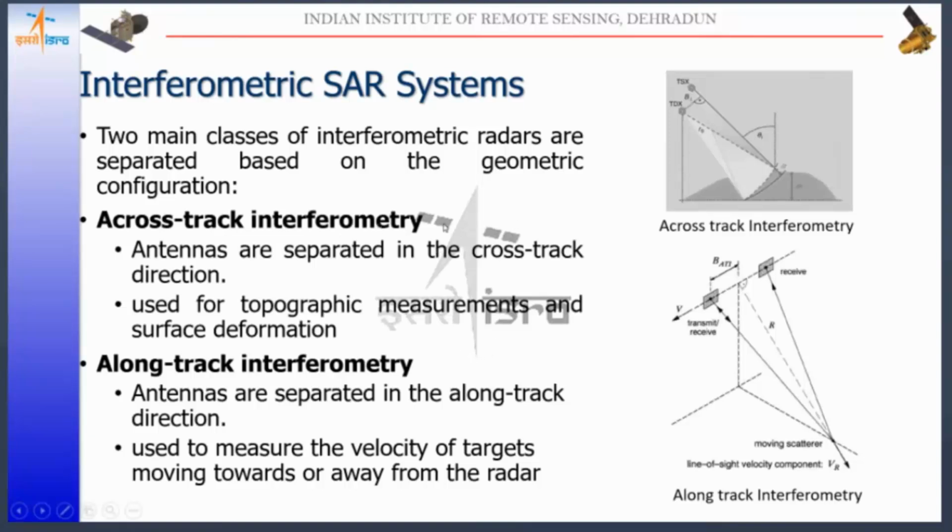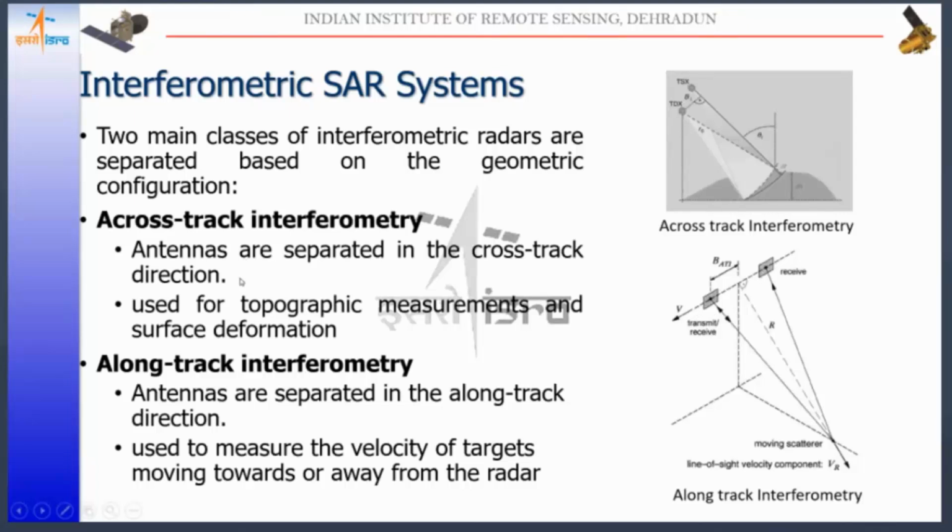Okay, so if we have to derive the height information, then we have to use the across track interferometry. And if we want to measure the velocity of targets moving towards or away from the radar, then we have to use the along track interferometry, because in the azimuth the SAR is moving, so we have to find the relative speeds of the different targets. Then we have to have the along track interferometry configuration.